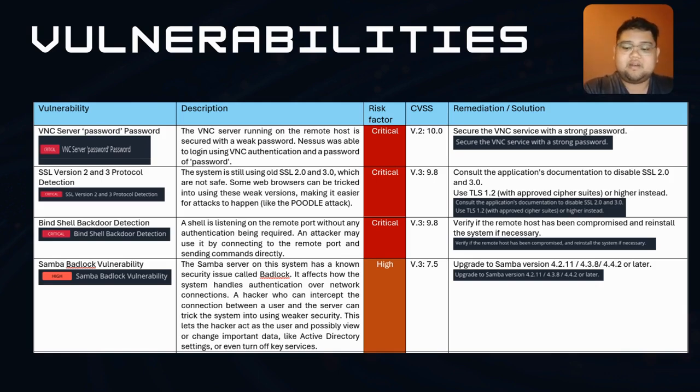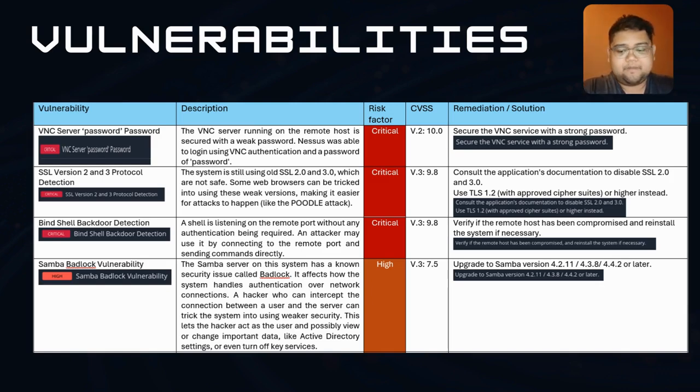Next is bind shell backdoor detection, where a shell is listening on the remote port without any authentication being required. An attacker may use it by connecting to the remote port and sending commands directly. This is useful as a backdoor, where a hacker can use the backdoor to get privileges on the system. The risk factor is critical, with the CVSS version 3 score of 9.8, where the solution given by the Nessus tool is to verify if the remote host has been compromised and restore the system if necessary.